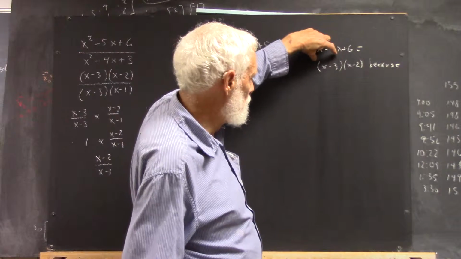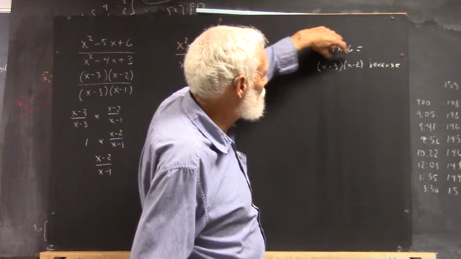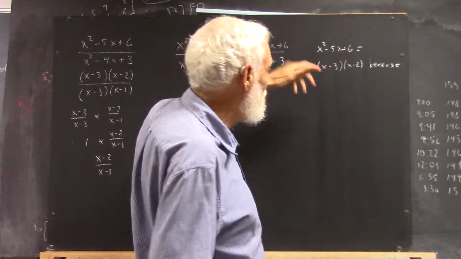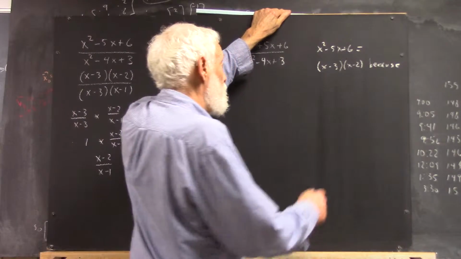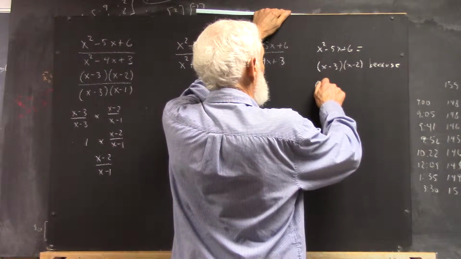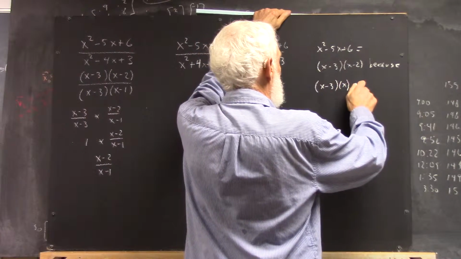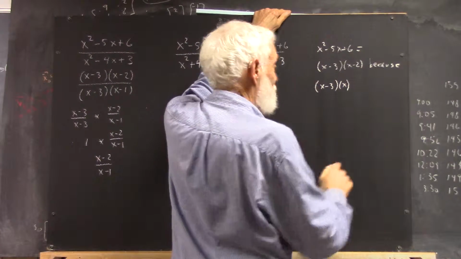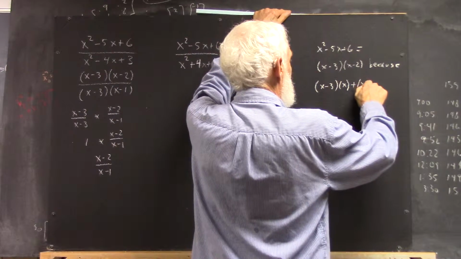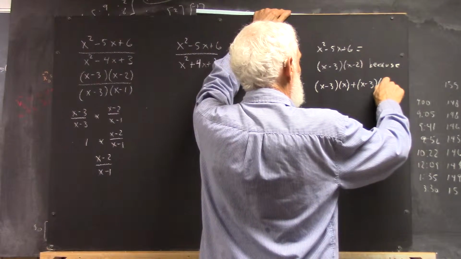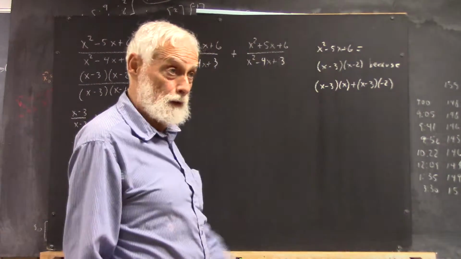They'll be wondering. Okay, x minus 3 times x minus 2. What does that mean? Well, there are two ways I could write this. One way is x minus 3 times x, plus x minus 3 times negative 2. That's the distributive law.